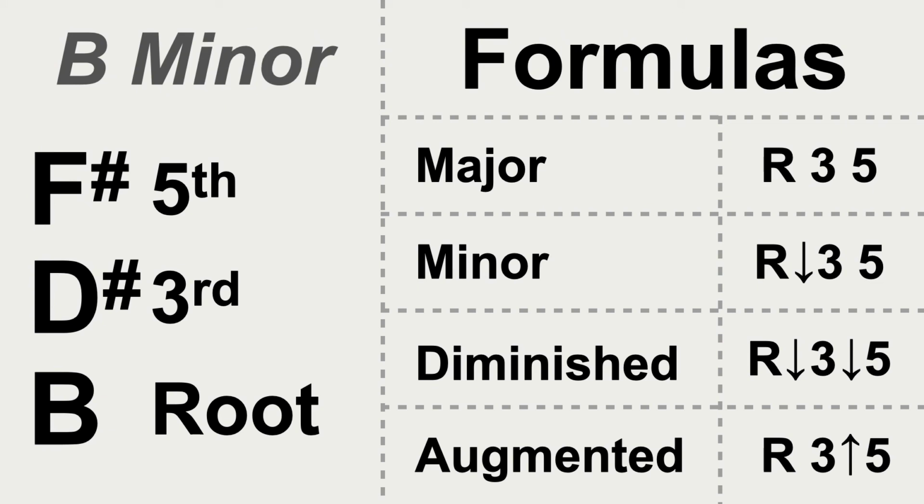Now to make that minor, we have to lower the third. It's not D flat, that would be lowering it twice. D sharp becomes D natural. The B minor triad is spelled B, D, F sharp.